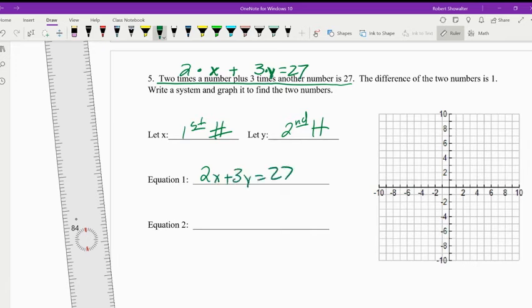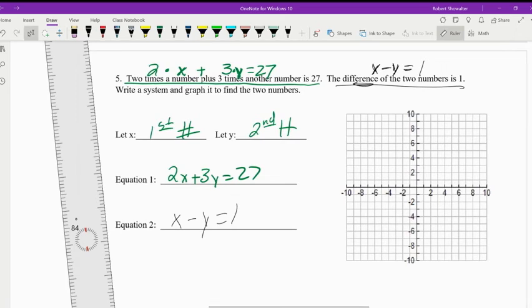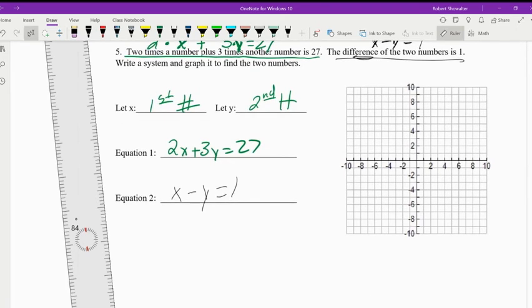We're going to go back to the wording in the problem. The difference, remember, difference is subtraction of two numbers is 1. So subtract the two numbers. The difference of the two numbers, that's the subtraction, is 1, means equals 1. And that comes from that second sentence. So now we have our two equations, and we have two variables. We're going to graph those, and we're going to see where they intersect if they do, and call that our solution. And that'll actually give us our two numbers that we'd like.